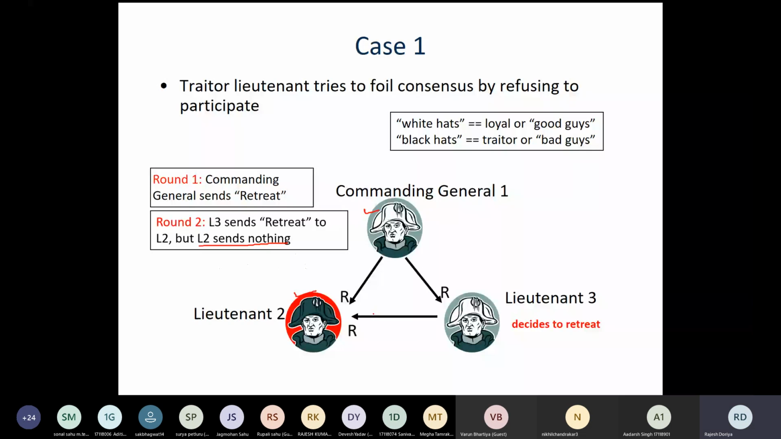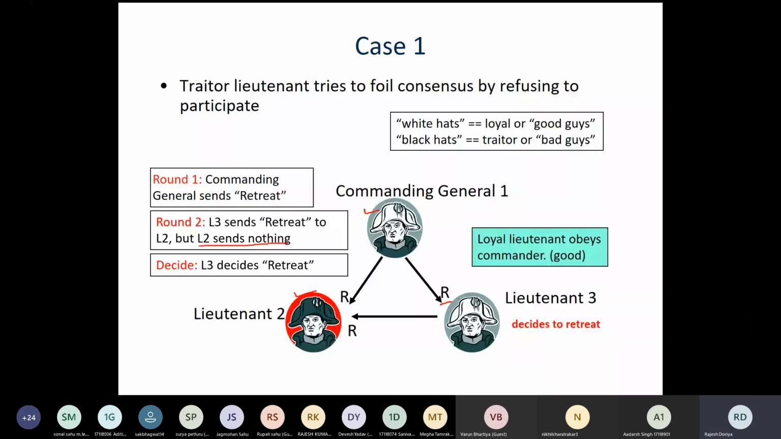Fine. But in this case, your L2 is not responding. So what will happen? L3 is going to decide to retreat since his commanding general is saying to retreat. So there is no problem in case 1, since the commanding general is saying to retreat and he is not getting any response from L2. The general will go with the orders of his commanding general, and therefore it will decide to retreat. Fine. So there is no problem in case 1.